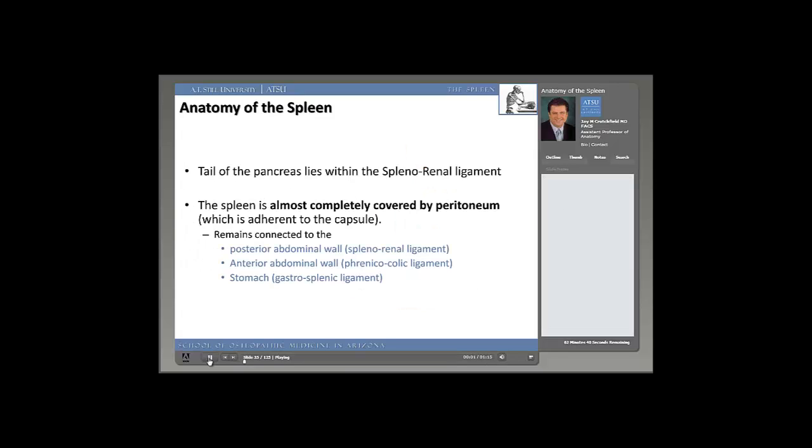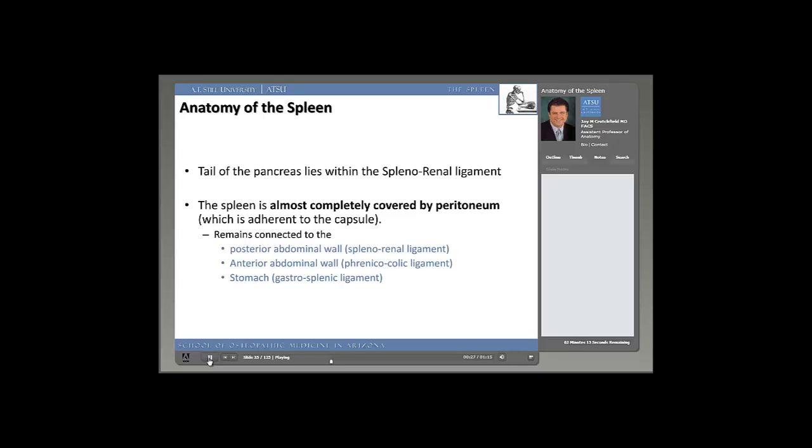Also, it makes sense to understand that the pancreas, which is retroperitoneal, would lie in the splenorenal ligament. If you remember, when this ligament forms, it's actually not directly between the kidney proper and the spleen. It's between the spleen and the retroperitoneal lining. Hence, this is where the pancreas lies too.